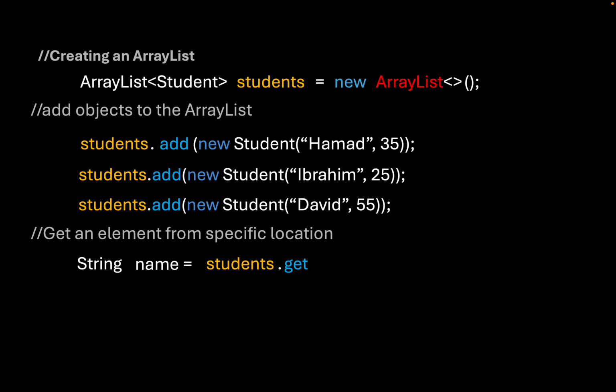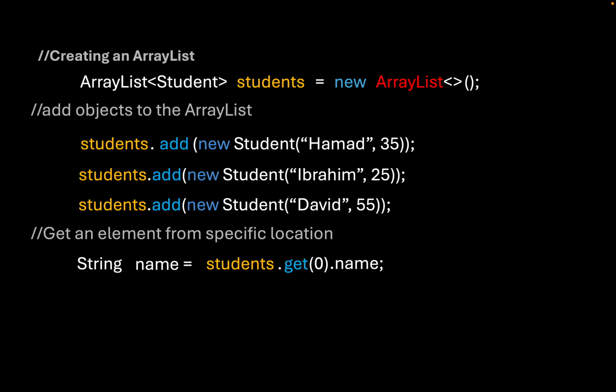So get. I want to get the element at location 0, which will be Hamad. Hamad is location 0, Ibrahim location 1. So this one will get me the Hamad object, the whole object so far. But I want just the name from that object.